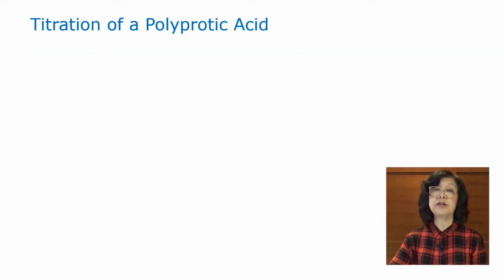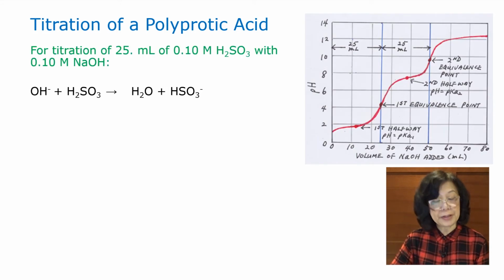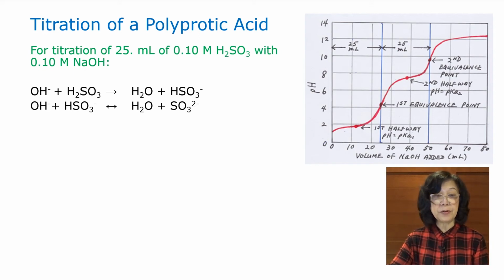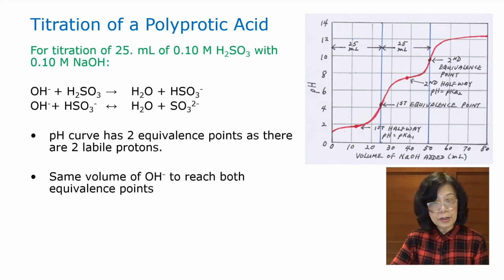Now here we have a titration of a polyprotic acid, which is sulfuric acid. So when you have the hydroxide neutralizing the first proton from the sulfuric acid, we form the hydrogen sulfide ion. Then the second proton is further neutralized by more hydroxide to form the sulfide ion. Now when you look at the pH curve very carefully, you notice that there are two equivalence points because there are two protons to be donated. And it takes an exact amount of OH-, 25 milliliters, to reach each equivalence point.